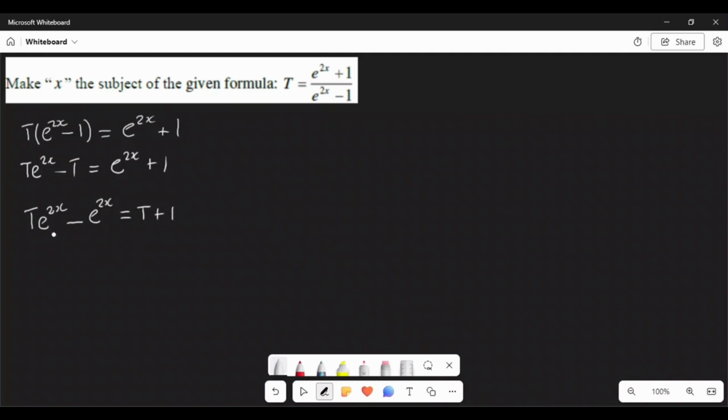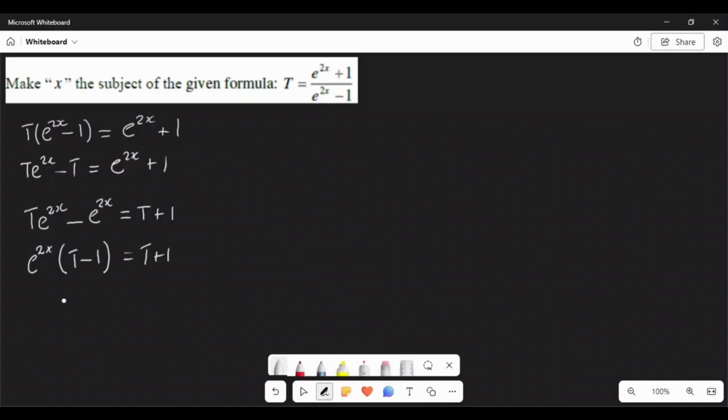Then on your left hand side, as you can see, you have two terms here, and they both have e to the power of 2x. So you're going to take out the common factor. Let's take out our common factor, which is e to the power of 2x. So the first term here is going to be left with t minus 1, because the second term is going to be left with 1. And then we have t plus 1 on our right hand side.